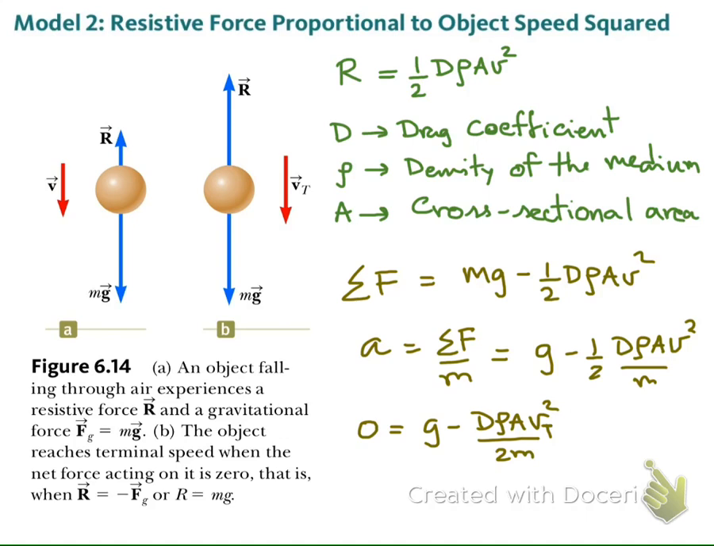So we get the terminal velocity v_t is equal to the square root of 2mg over D rho A. This is the value of the terminal velocity in the case that the resistive force is proportional to the square of the velocity.